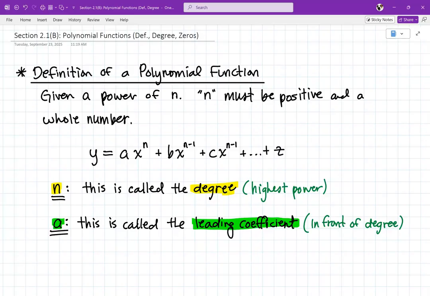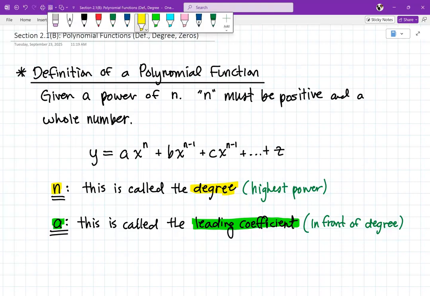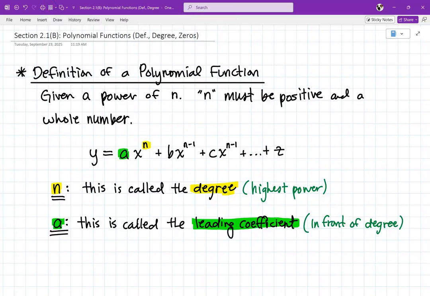So that's what makes it a polynomial. Again, the n term right here in the very front is called the degree. The a term is the leading coefficient. I highlighted those yesterday in your notes as well. So now that we know the definition, there are going to be some questions on your homework where they ask you to tell them whether or not these are polynomials, tell them the degree, and tell them the leading coefficient. So here we go.